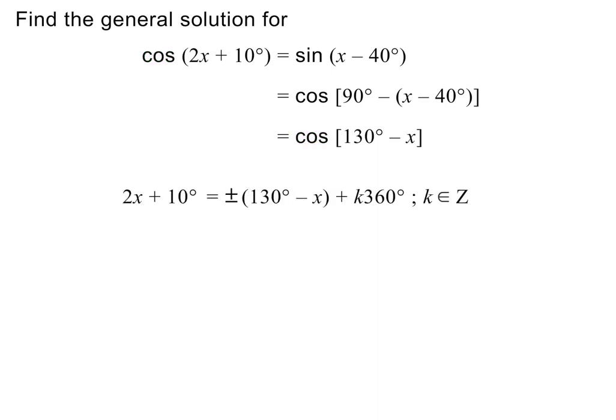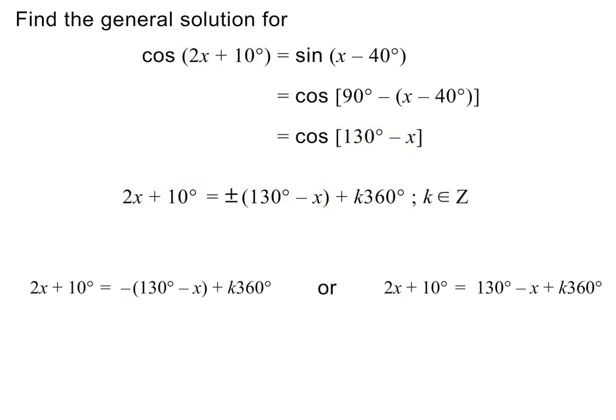We can immediately write down the general solution as follows. In other words, the left-hand side angle on the left, and plus minus the right-hand side angle plus k 360 degrees. This means we will need to work with the following two equations. Let's go on to simplify them. On the left, we begin by getting rid of the brackets around 130 degrees minus x. We then subtract x and 10 degrees from both sides. This completes the left-hand side equation.